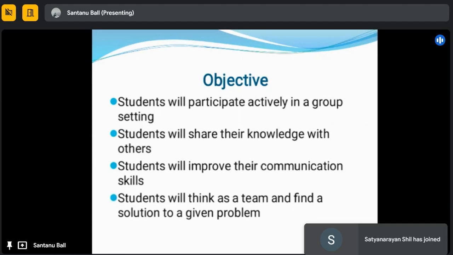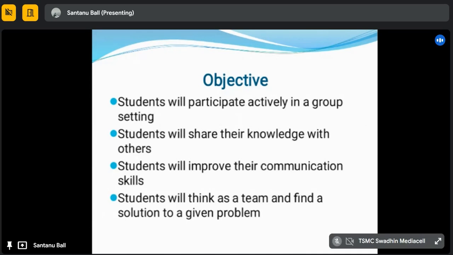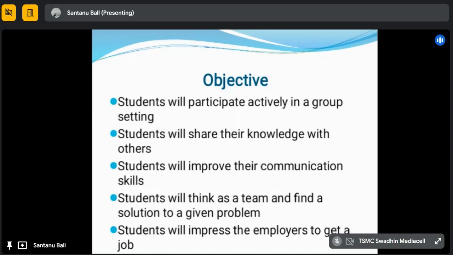Now, the next point is the student will think as a team and find a solution to a given problem. Obviously, the team building capability and the problem solving mind is very important. And the next point I want to focus on is the students will impress the employer to get a job. This is very important for any kind of group discussion. Now, these points are mainly the objectives.